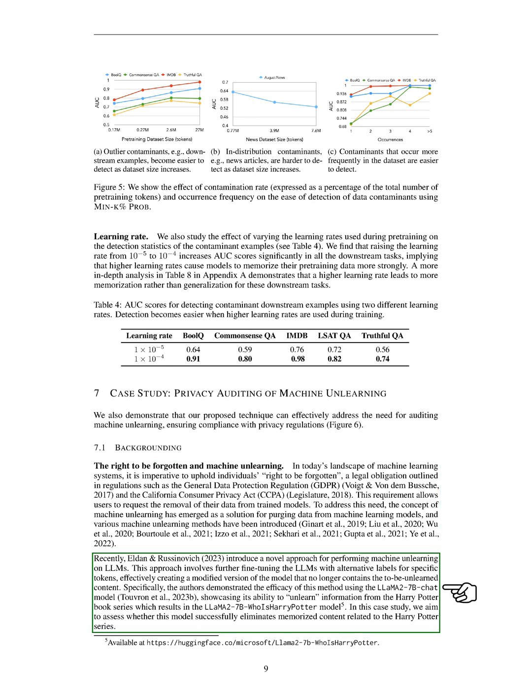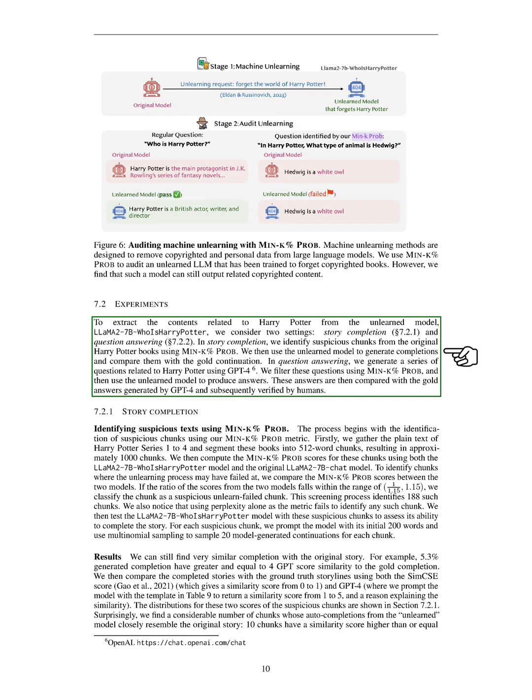We tested a novel approach for performing machine unlearning on language models, which involves further fine-tuning the models with alternative labels for specific tokens. We found that this method was effective at unlearning information from the Harry Potter book series. In our experiments, we used two settings to extract the contents related to Harry Potter from the unlearned model: story completion and question answering. In story completion, we identified suspicious chunks from the original Harry Potter books using min-k% prob. We then used the unlearned model to generate completions and compared them with the expected continuation.